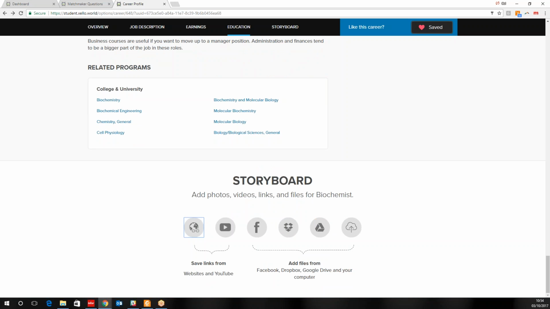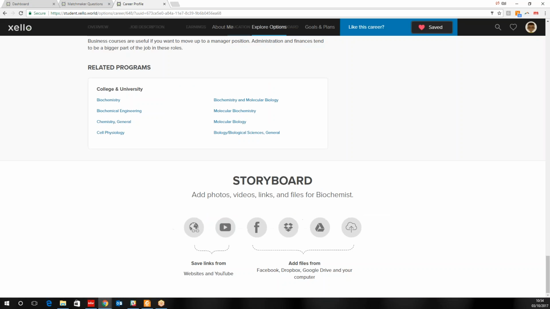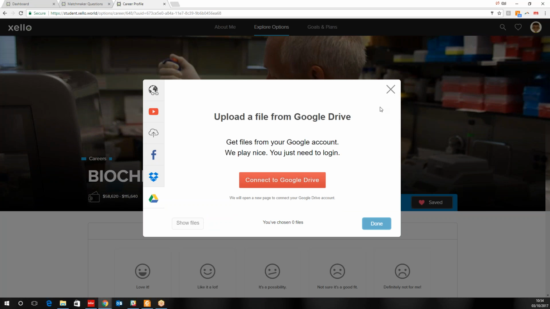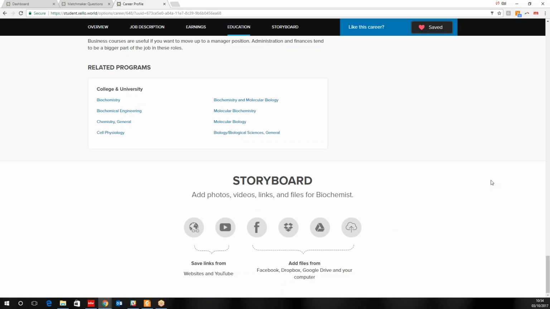This is where they can actually start to look outside of Xello, so they're not just living within this program that the teachers have given them. They're looking at real life. They're bringing in links from YouTube, from Facebook, from any Dropbox or Gmail or Google Drive that they have, just external links as well, all related around biochemistry in this instance, and bringing those in helps that critical reflection of this as a career.